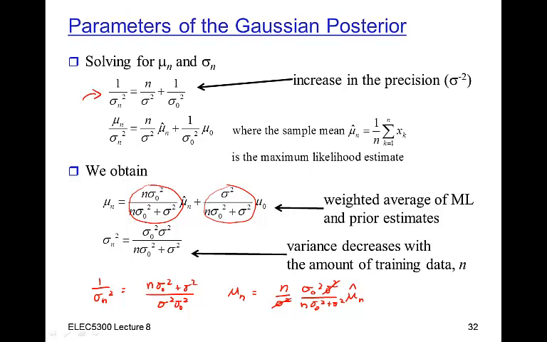So that is the distribution then that describes the uncertainty in the mean. Right? And so we see that the uncertainty in the mean decreases, and the mean estimate is somewhere between the prior estimate and the maximum likelihood estimate. This is only an intermediate step, though. Finally, what we're interested in is the distribution over the random variable x.